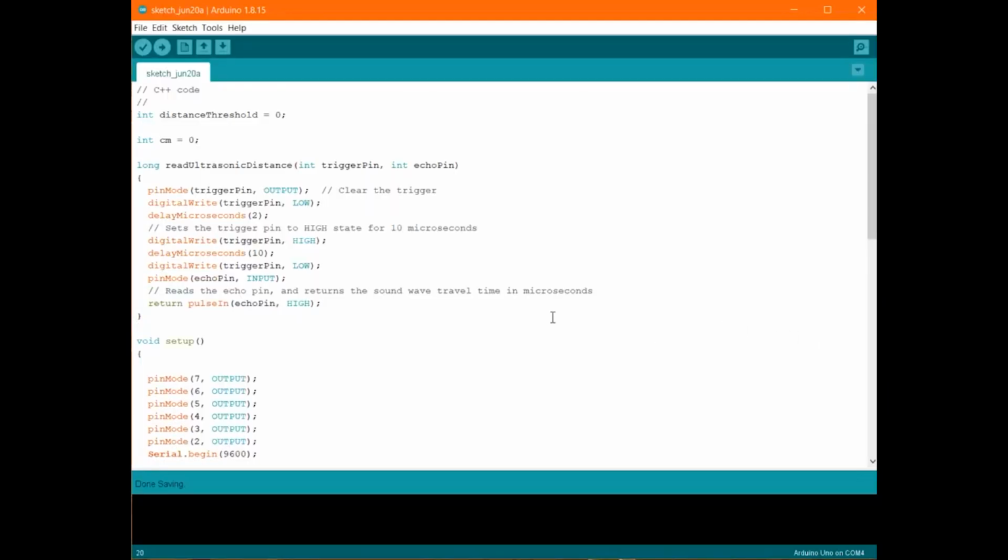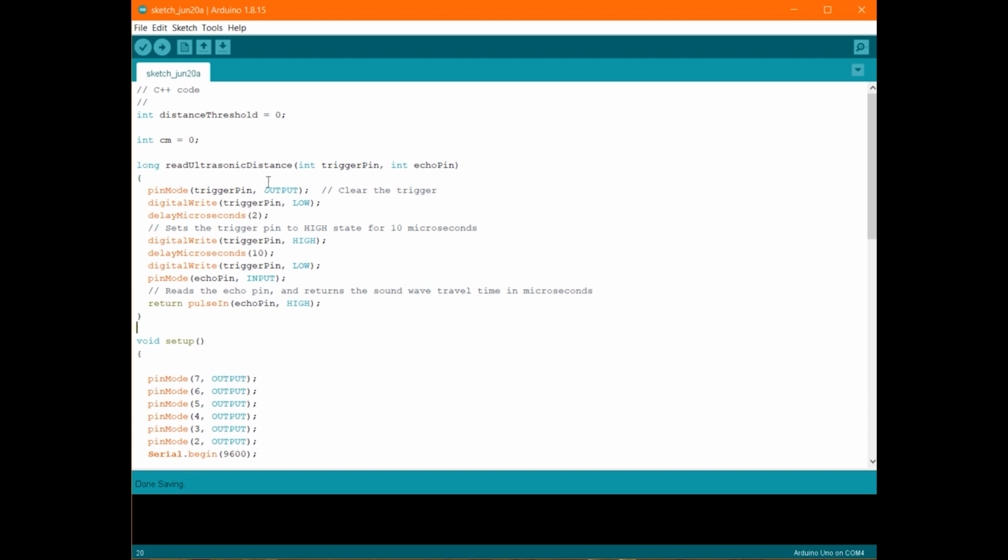I am Anish Kumar Aman, my roll number is 20MT10009, and I will be explaining to you the code which we have used for our project. As you can see here, we have used two integer variables, namely distance threshold and CM, which we have both initialized to be 0, the function of which will be clear to you when we go through the code.